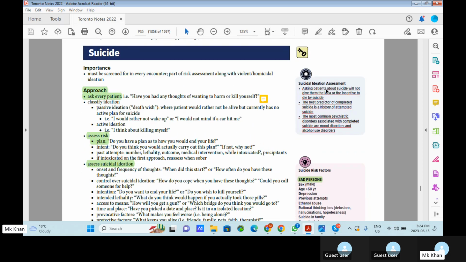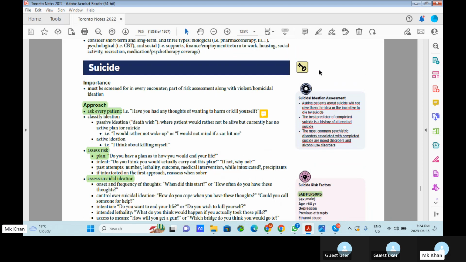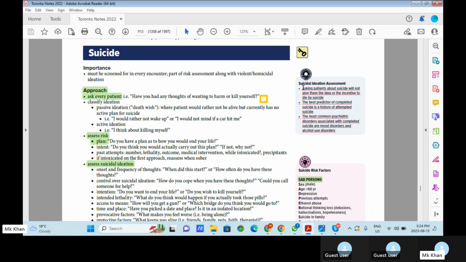Suicide is one of the key objectives of MCC. This is kind of important, especially, I think, for CDM and all those parts. In the suicide assessment, what we are basically checking is, first, we ask the patient about suicide. Asking will not give them the idea or incentive to die by suicide. That is kind of a false belief. We have to directly ask the patient.